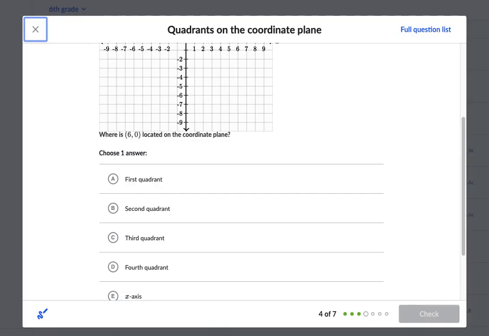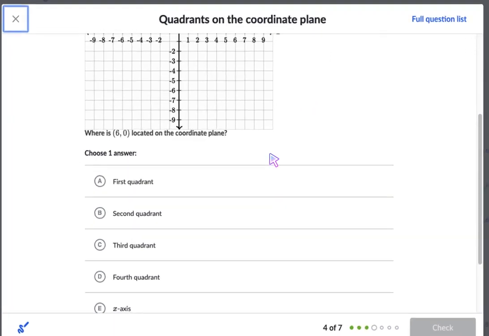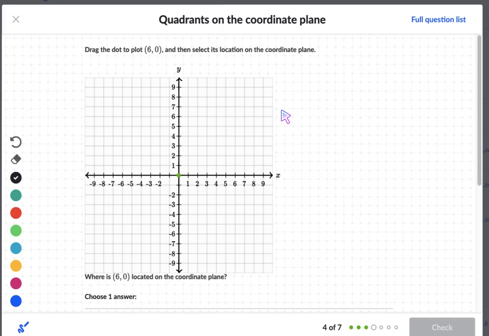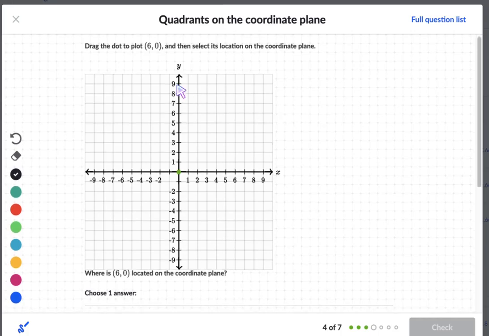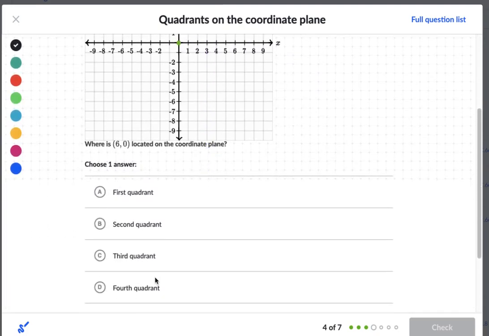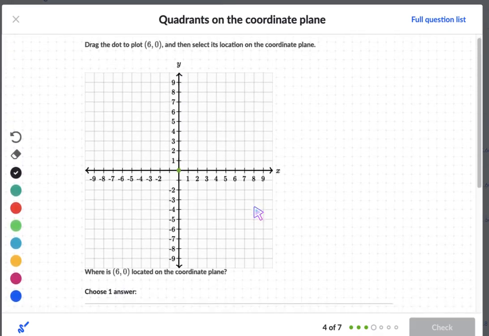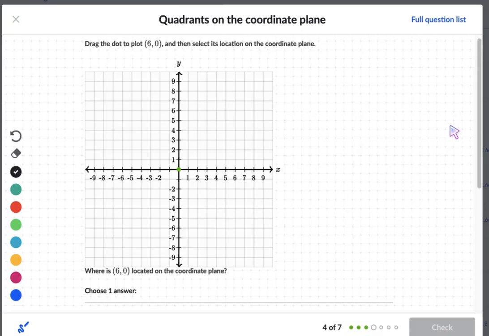Okay, let's look at some examples on Khan Academy. So this problem on quadrants on the coordinate plane says to drag the point to plot 6, 0, and then select its location on the coordinate plane. So you want to drag this point to where 6, 0 is, and then you want to tell us which quadrant it actually belongs in. So 2 things you have to do for this problem. Go ahead and pause the video and try it on your own first.